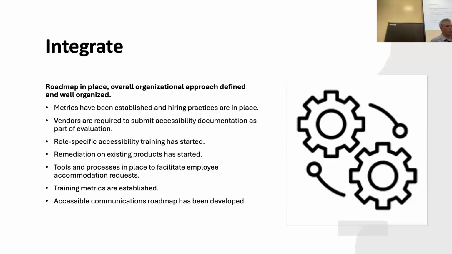The next stage is integrated, and so this is where you have a roadmap in place. Overall organizational approach is defined and well organized. So maybe you have some metrics in place, and hiring practices are accessible, or they have accessibility in mind at least. Maybe you're asking people if they need accommodations during interviewing. Your vendors might have to supply some documentation, and it might be a part of the evaluation, but it's not a blocker at this point.